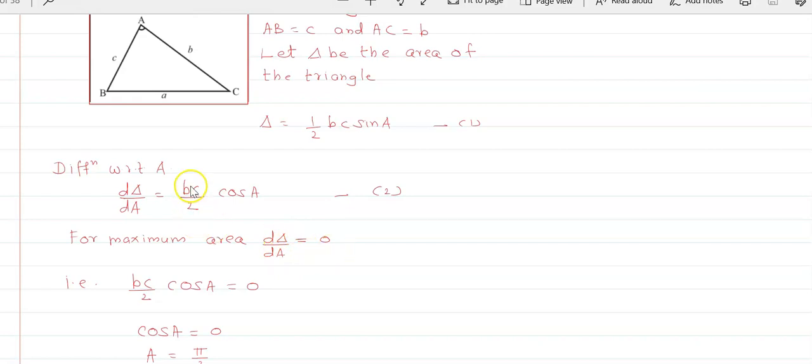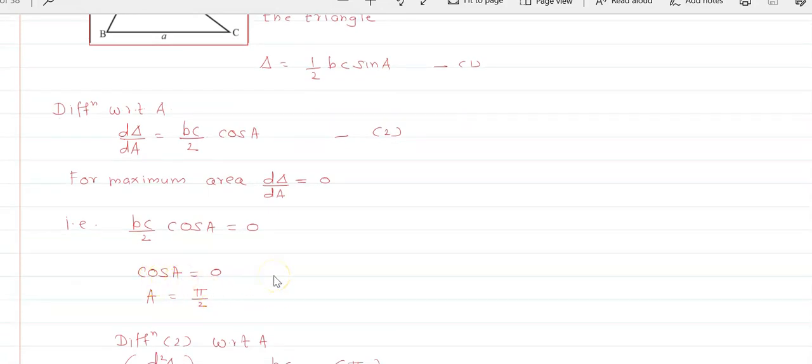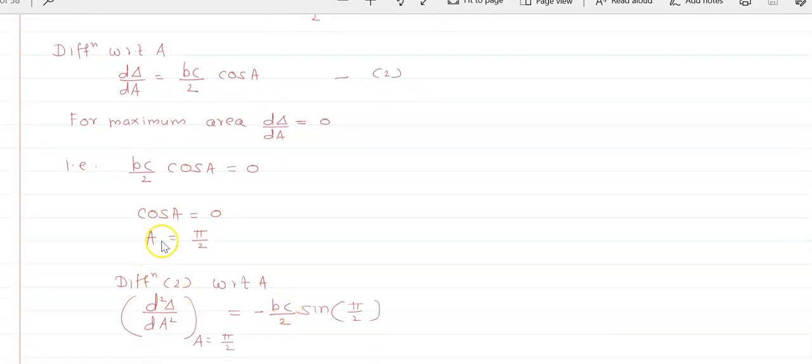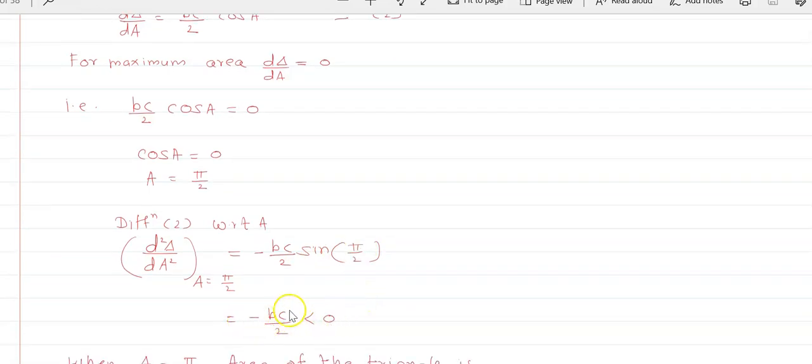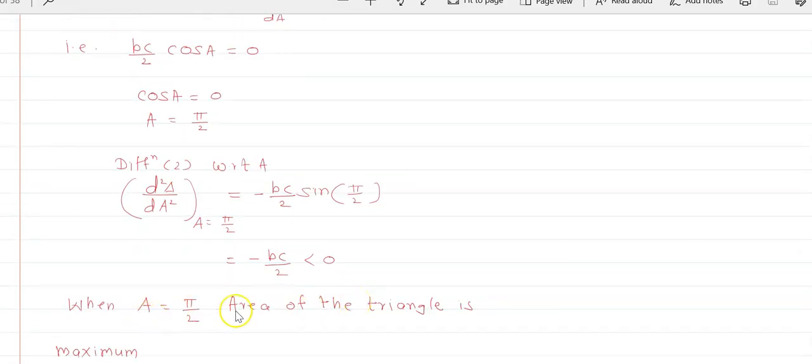What is its derivative? BC upon 2 into cos A is equals to 0. Therefore, cos A is equals to 0. But when cos A is 0, the angle is pi by 2. Now differentiate this again with respect to A, and the derivative of cos A is minus sin A, and its value at A is equals to pi by 2 is minus BC upon 2 into sin of pi by 2, and sin pi by 2 is 1, and that's why we get minus BC upon 2, which is less than 0, and hence when A is equals to pi by 2, this is the condition for the maximum.